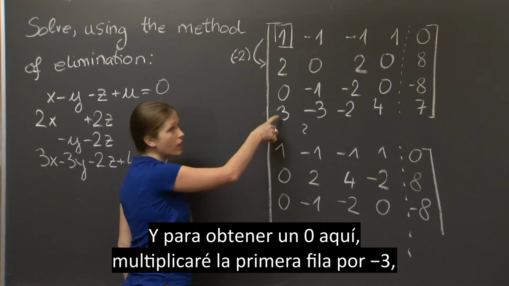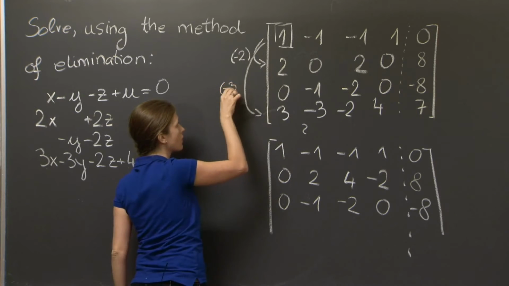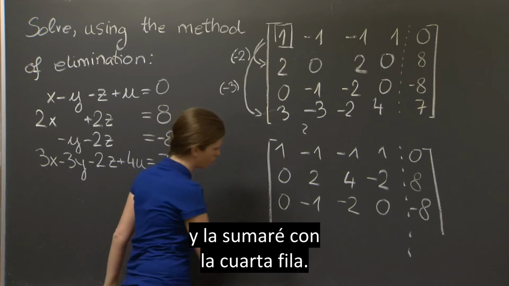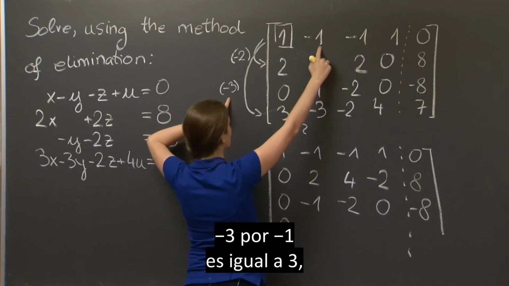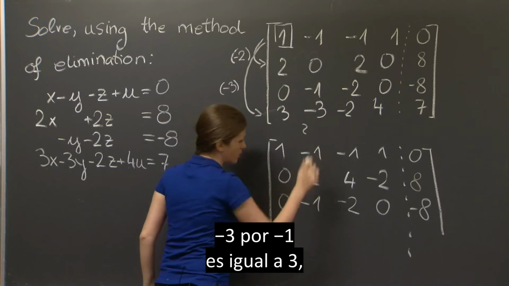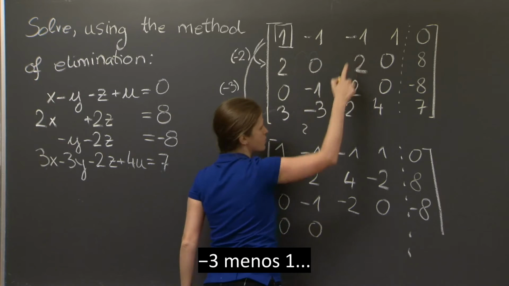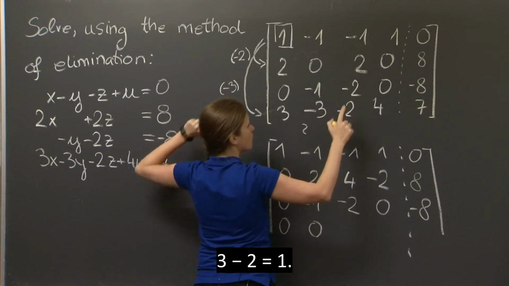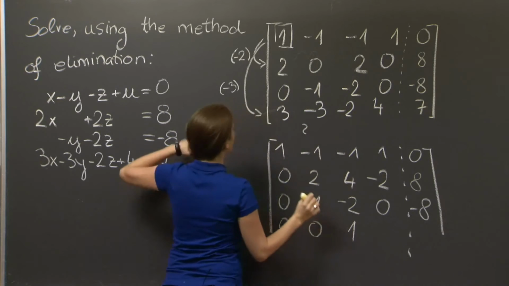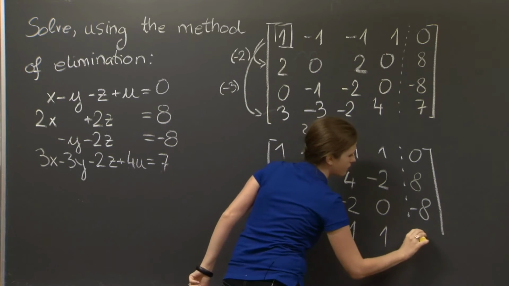And to get a 0 here, I'm going to multiply the first row by minus 3 and add it to the fourth row and get 0. Minus 3 times minus 1 is 3. Minus 3 is 0. Minus 3 minus 1, 3 minus 2 is 1. And minus 3 plus 4 is 1.